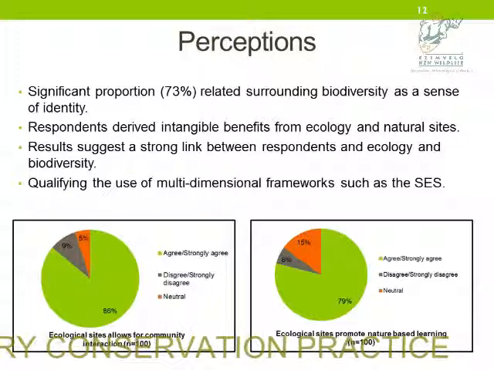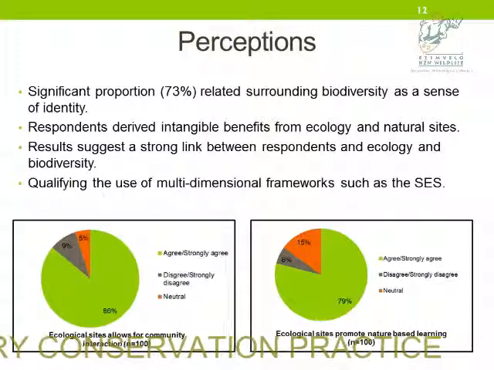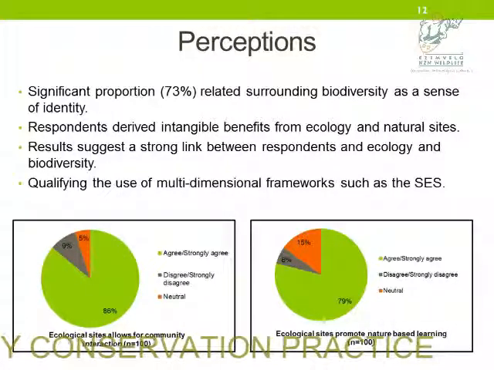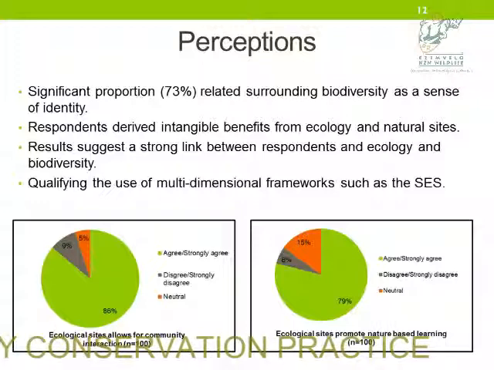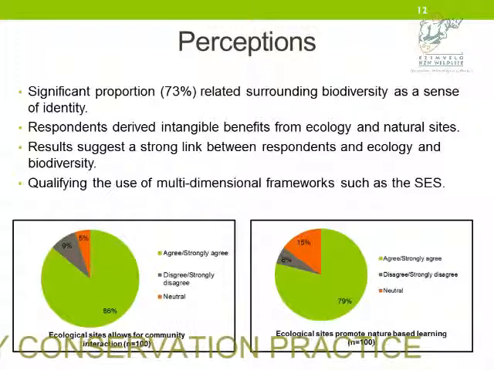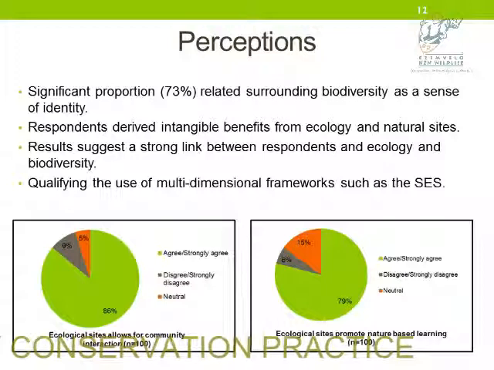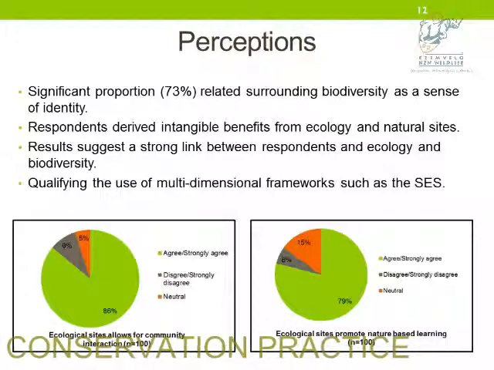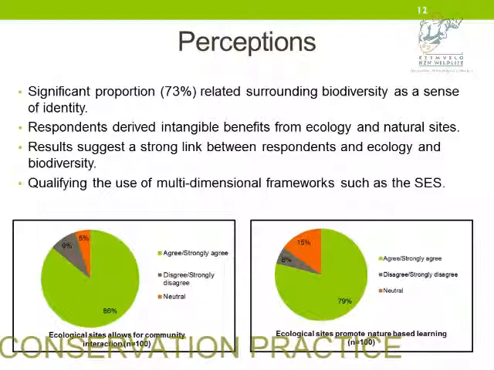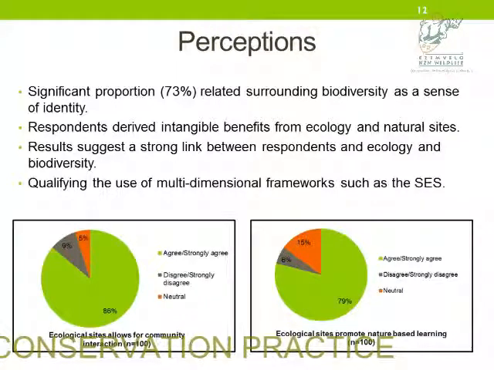In terms of the perceptions, 73% of respondents related the surrounding biodiversity as a sense of identity, thus showing a sense of cultural attachment and place attachment. And it does highlight that respondents do actually also not only derive a tangible benefit, but also an intangible benefit from the surrounding ecology. Other uses or perceptions that they had about the ecology was that it is a site that allows for community interaction, as well as a site to actually encourage or promote nature-based learning.